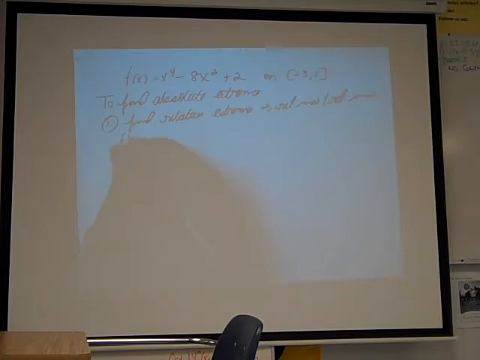Well, how do we go about doing that? We are going to take a derivative. We're really good at taking derivatives now. The derivative of x to the fourth minus 8x squared plus 2 is 4x cubed minus 16x. Didn't need anything but the power rule. We're going to factor 4x cubed minus 16x. I can factor out 4x, leaving me x squared minus 4. I can reduce that x squared minus 4 as x plus 2 and x minus 2.